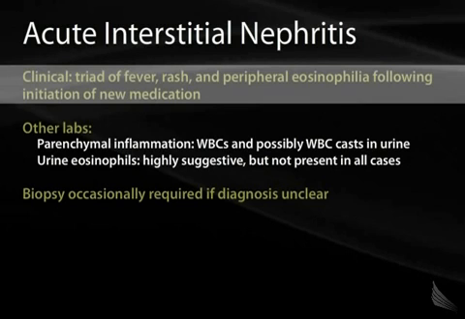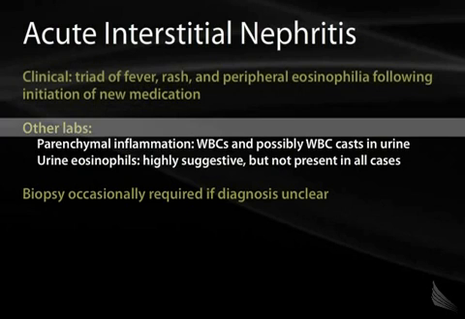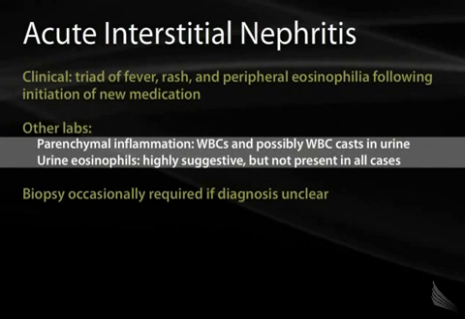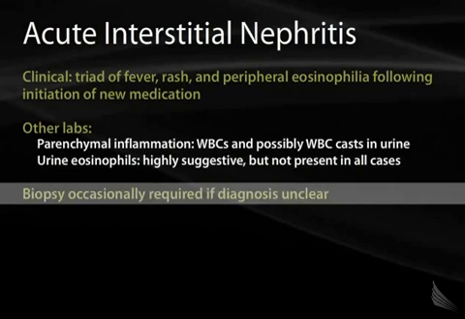The clinical triad seen in acute interstitial nephritis is of fever, rash, and peripheral eosinophilia. However, in the real world, this clinical triad is not often seen. The other laboratory abnormalities that may suggest interstitial nephritis are the presence of urine eosinophils, as well as white blood cells, non-eosinophils, in the urine. If the diagnosis is unclear, however, usually a biopsy is necessary.